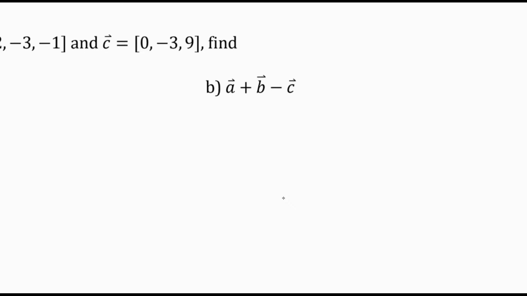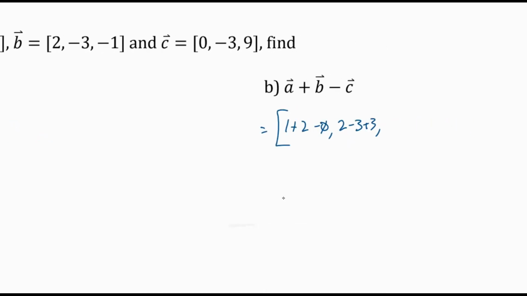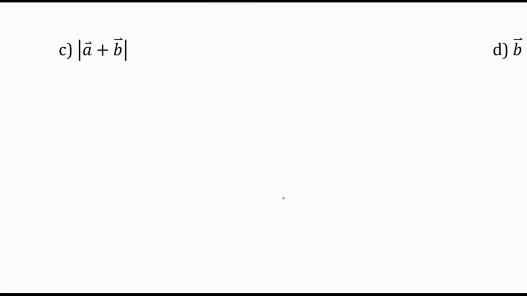A plus B minus C. So it's going to be 1 plus 2 minus 0. And then 2 plus -3, which is minus 3, minus -3, which is plus 3, and then -5 plus -1, so minus 1, minus 9, and this works out to 3, 2, -15. Okay, and there's nothing fancy here. Again, it's just getting us working with vectors and getting used to all this kind of stuff.